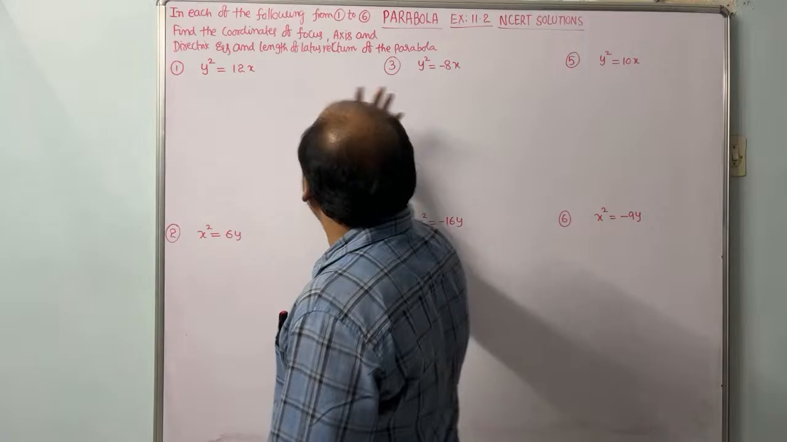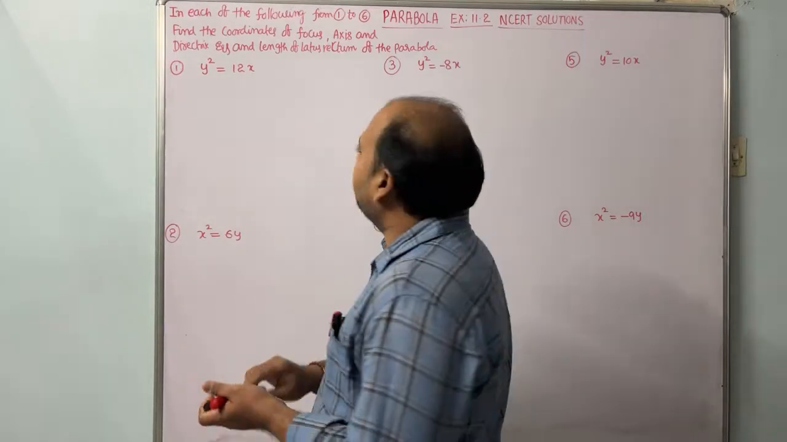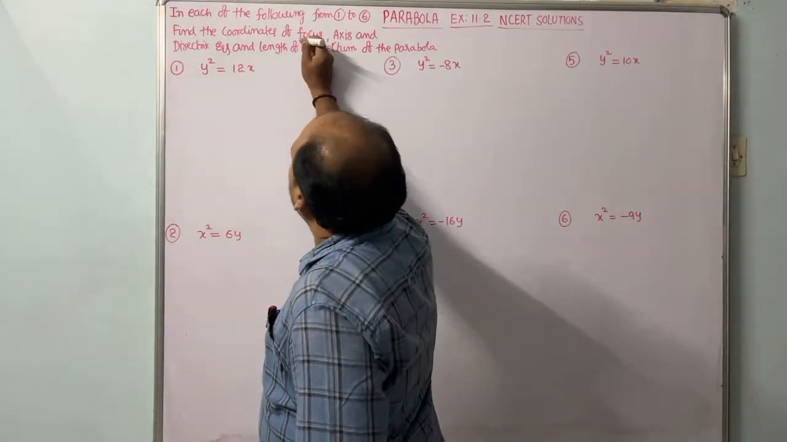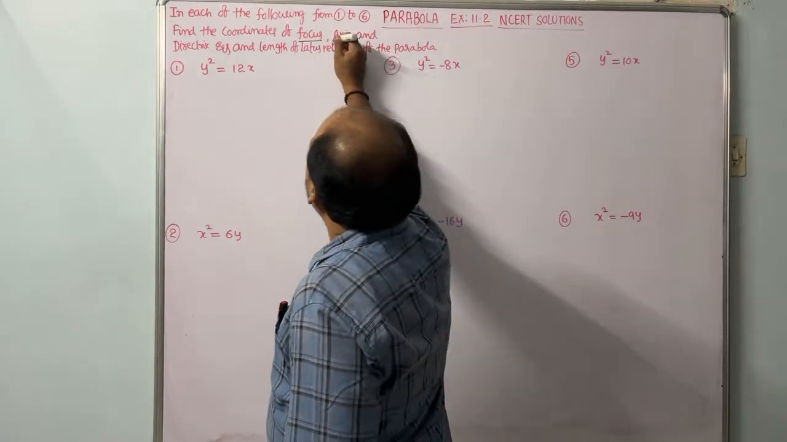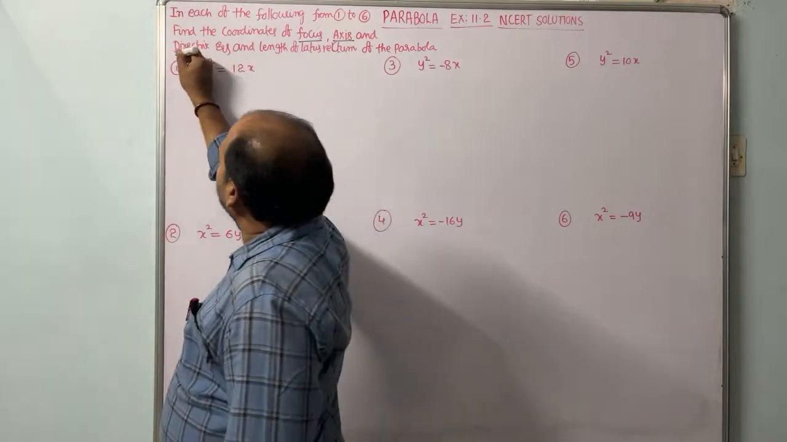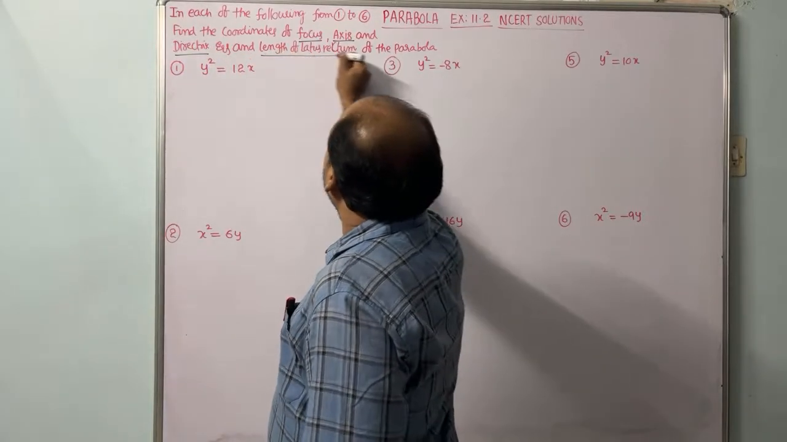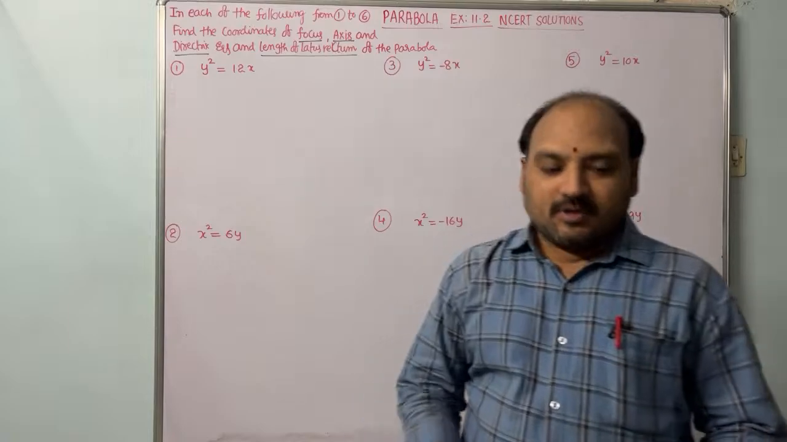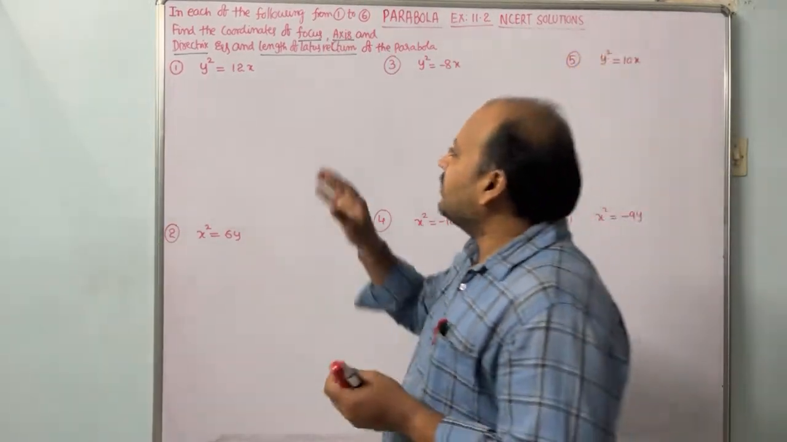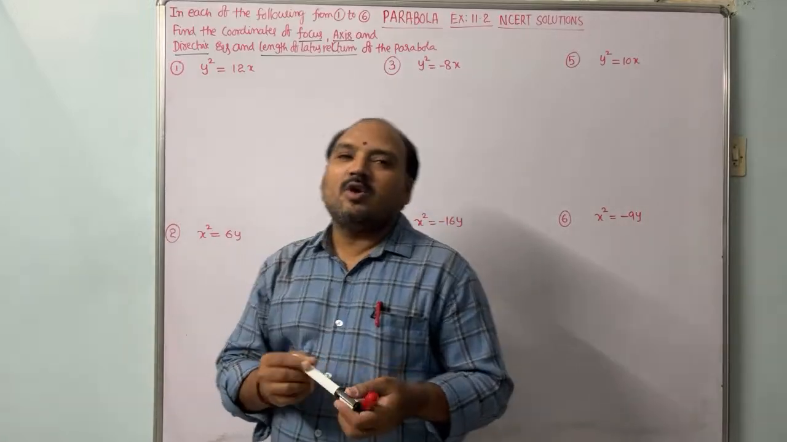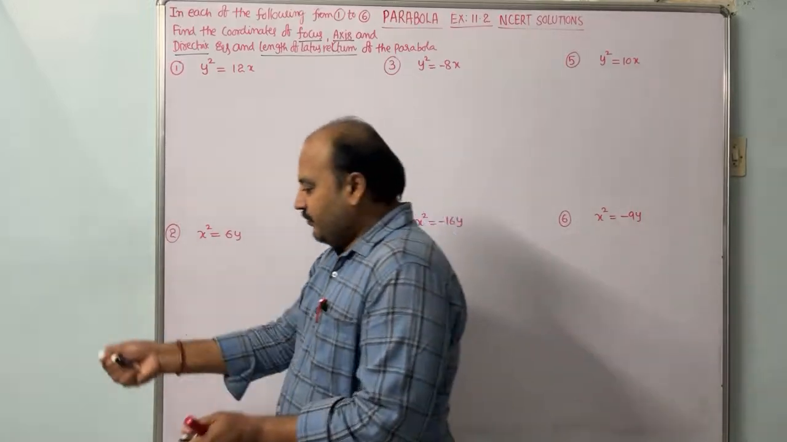In these questions, what are they asking us to find? They are asking to find, for the given parabolas, the focus, axis, directrix and length of latus rectum. So these four pieces of information regarding the given equation of parabola we need to calculate.